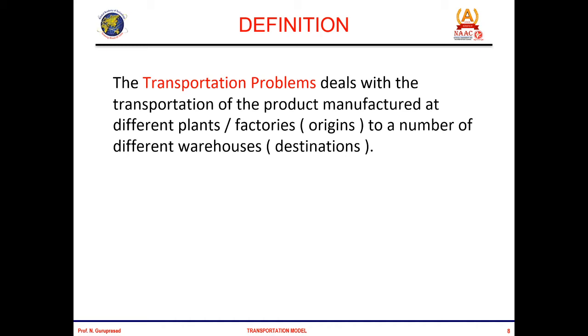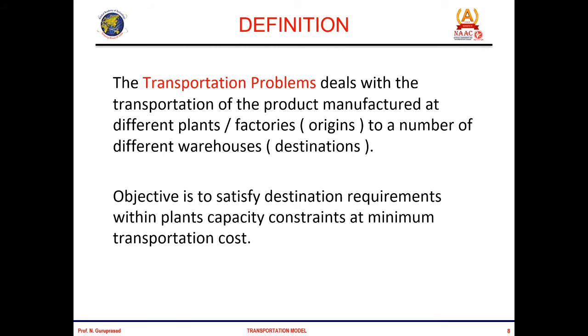You would have seen these terminologies in my introduction part also. The transportation problem deals with the transportation of the product manufactured at different plants or factories, which we call as origins, to a number of different warehouses, which we call as destinations. So the whole idea is to transfer the product from source to destination. That's what I have said.